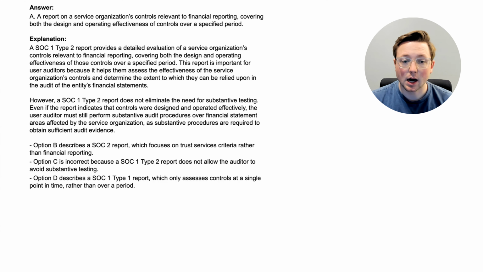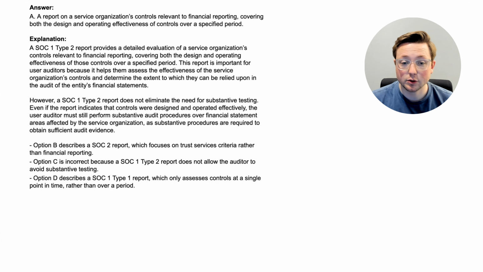The answer is A, a report on a service organization's controls relevant to financial reporting, covering both the design and operating effectiveness of controls over a specified period. So again, if you watched the previous video, you probably already knew that that was the definition of a SOC 1 Type 2 report. And this question is basically to remind you what a SOC 1 Type 2 report is. So let's go through the explanation.